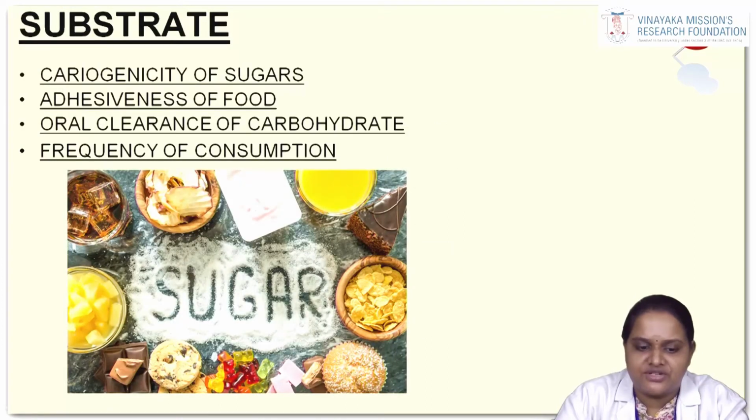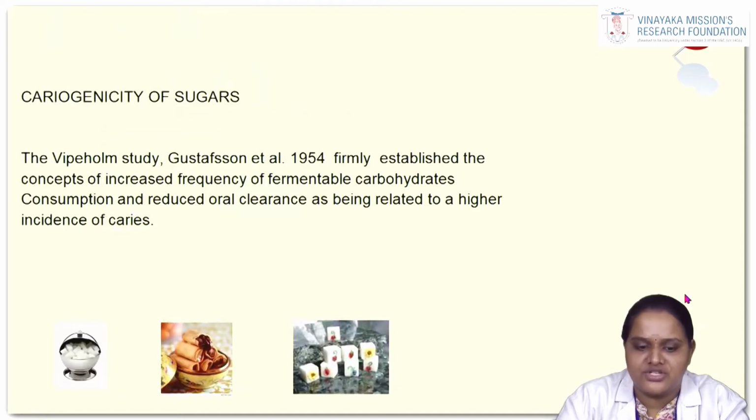Next is about the substrate. It includes the cariogenicity of sugars and the adhesiveness of foods in the oral cavity. If we take sticky foods, they tend to be retained in the oral cavity for a very long time period, thereby increasing the risk of caries for that kid. Then there is oral clearance of carbohydrates and frequency of sugar consumption.